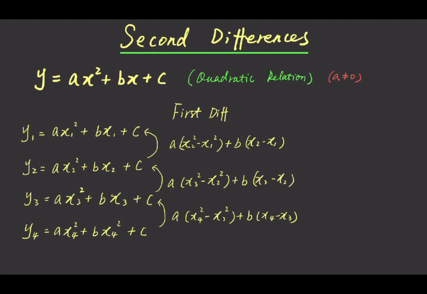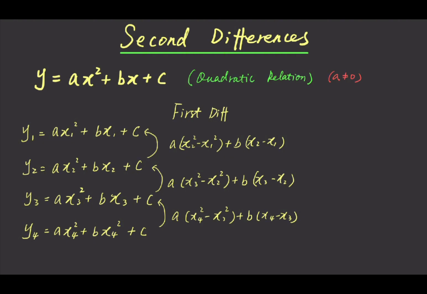Similarly, if we use y3 minus y2, we get the corresponding difference. They will cancel out with each other. a isolated, b isolated. So we get this expression as the first difference between y3 and y2. Similarly, y4 minus y3, we get this expression.